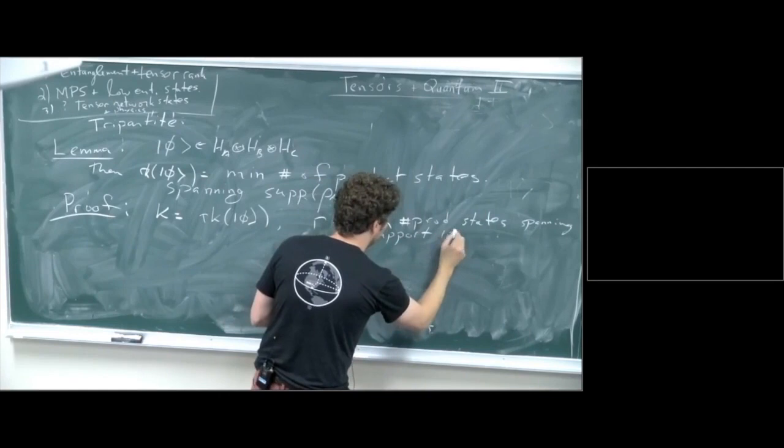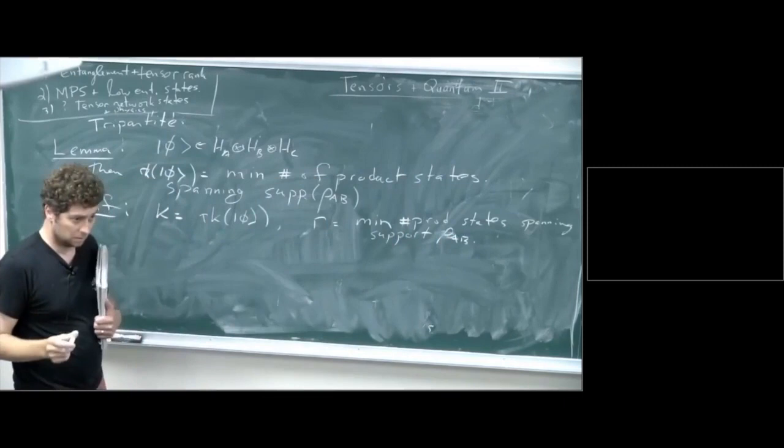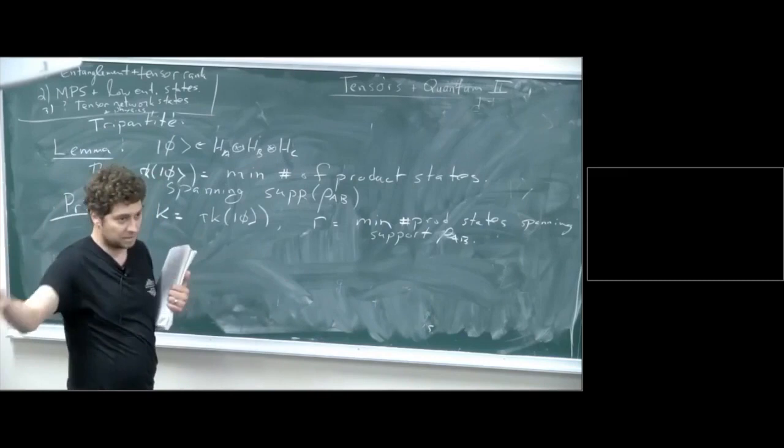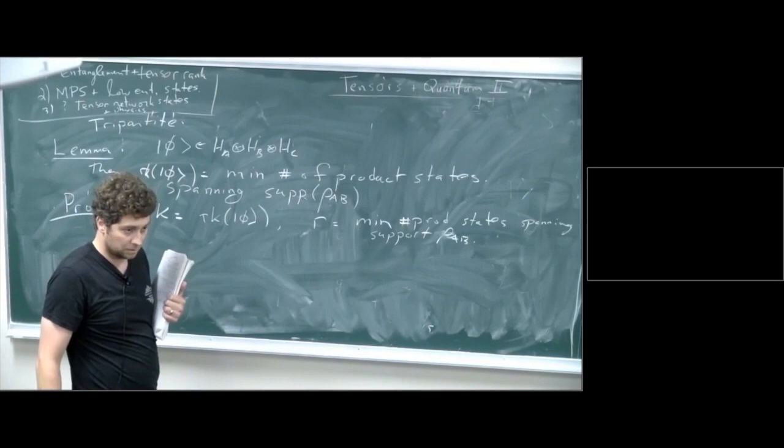Just to make sure I'm tracking here. So rho AB is a mixed state. Yes. Which means it's a convex combination of these outer products of pure states. Yes. And the support is like the set of pure states appearing. Yeah, it's the space spanned by those pure states. I see. Okay. And when you say space spanned, that's well defined. It doesn't depend on how you decompose. No, it doesn't.